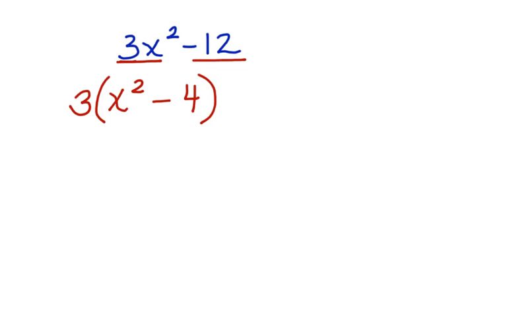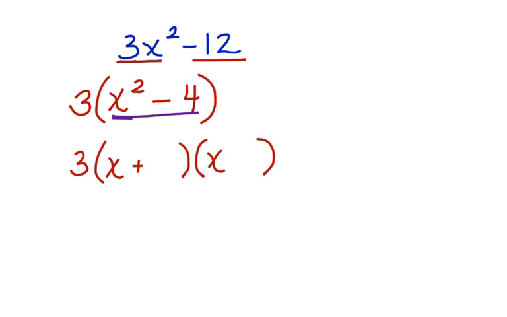Now I can factor the expression that's inside the parentheses, and I'm going to factor it into two binomials. I have this 3 here, and here's my parentheses for my binomials. Now, x squared can be broken down into an x times an x. Now I need two numbers that add together to be 0, but multiply together to be negative 4. And I can use plus 2 and minus 2 for those two numbers.